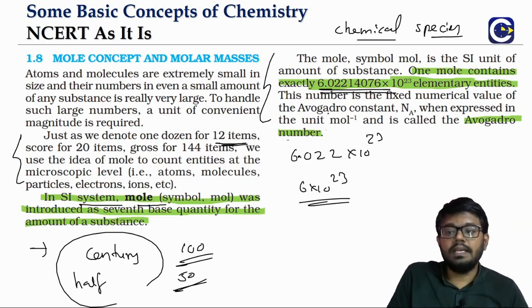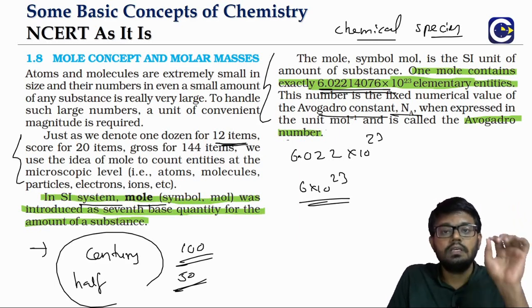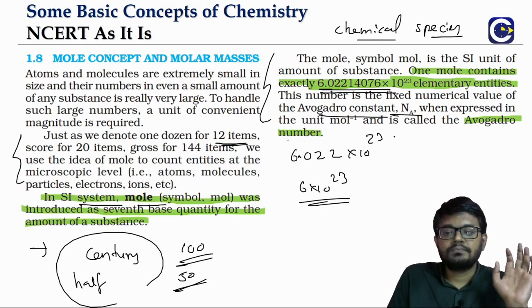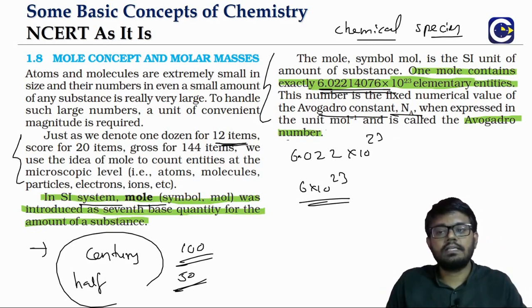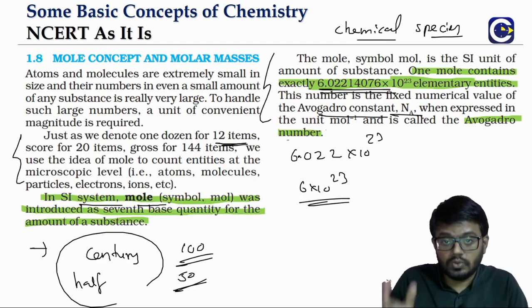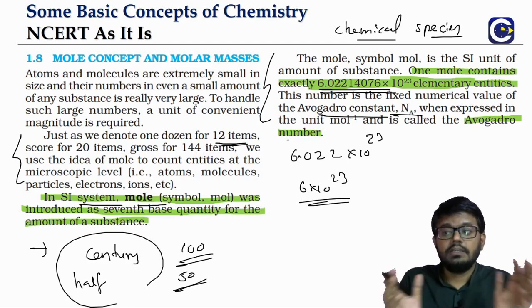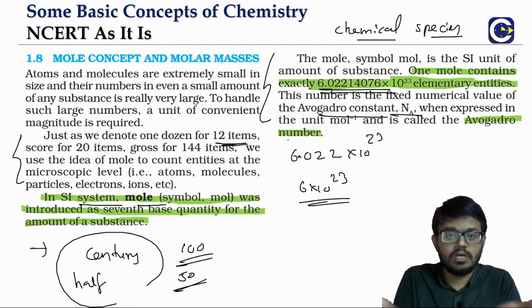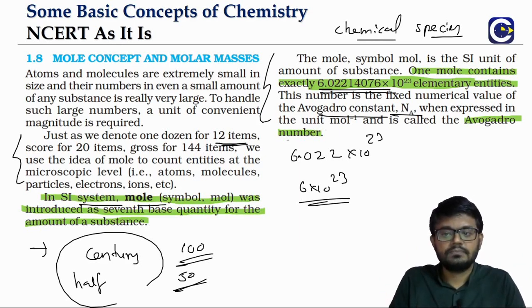This number is represented by capital N subscript A, and we call it the Avogadro number. So how do you define 1 mole? It will exactly contain 6.022 into 10 power 23 chemical species, or you can call them chemical entities. And this number is what we call the Avogadro number.